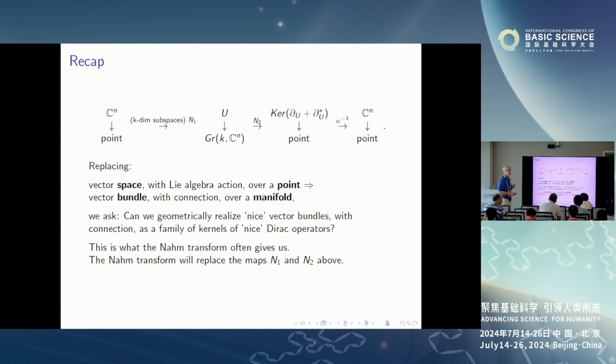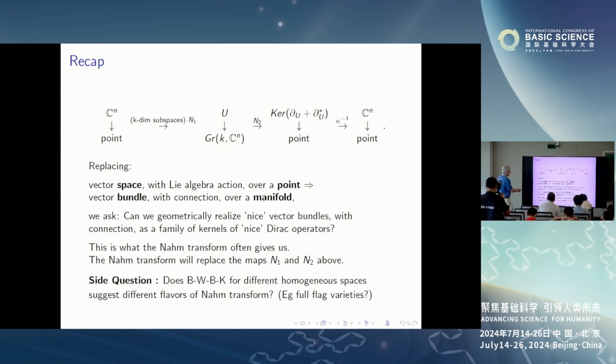But this is the one that looks most like the Nahm transform. So a question I was going to ask later, but I'll ask now since you mentioned this, is I'm curious for some of you young folk to figure out whether there are different flavors of the Nahm transform if you model it not on the two-step flag, but on a longer flag manifold. It would give you different notions. You have the same thing, this Borel-Weil type picture. You get different flavors of Nahm transform if you model it in different spaces.